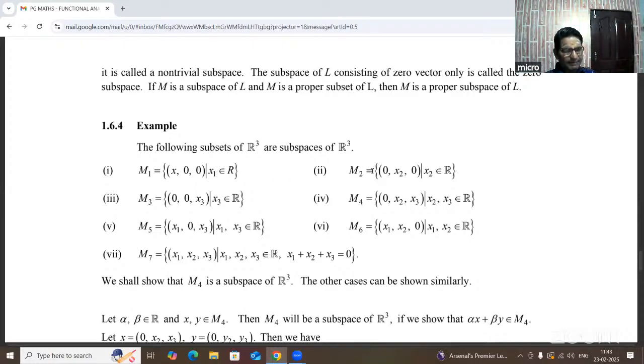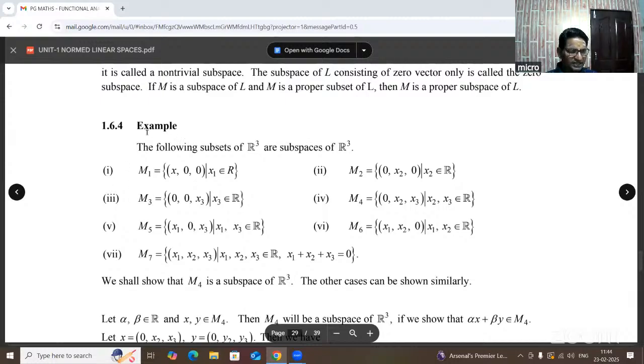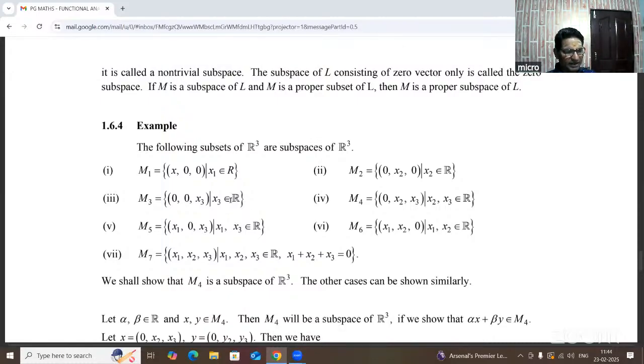In the same manner, M2: the remaining x1 and z coordinates are 0, and replacing y by x2, a real number. This is also a subspace. M3: only the third coordinate is x3, and the remaining coordinates are 0, where x3 is a real number. These are M1, M2, M3, all subsets. M4: the first coordinate is 0, and the remaining coordinates x2, x3 are real numbers.